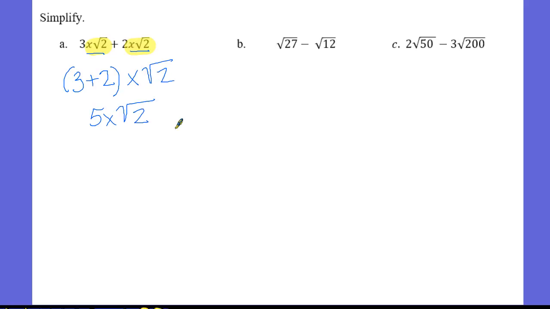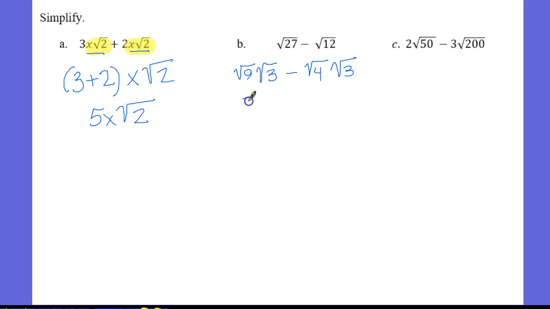Let's look at the next one. Are they like radicals? But what if I simplify them? Is it possible that they could be? We need to simplify each one to know. So let's take 27, and this is the square root. What's the biggest perfect square in 27 using our multiplication property? Square root of 9 times the square root of 3, right? And what about 12? Biggest perfect square? Square root of 4 times the square root of 3. Guess what those are? Like radicals.